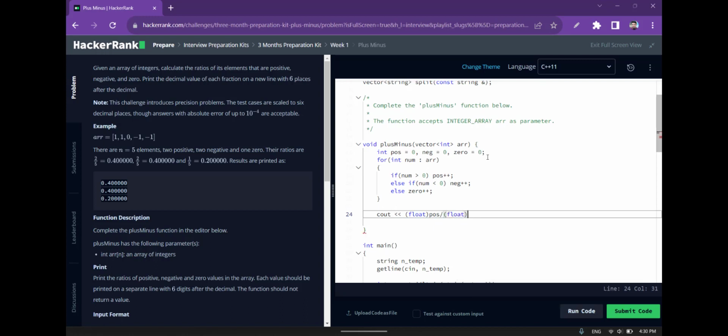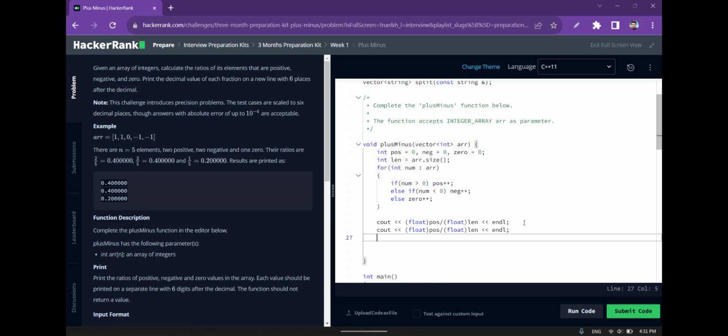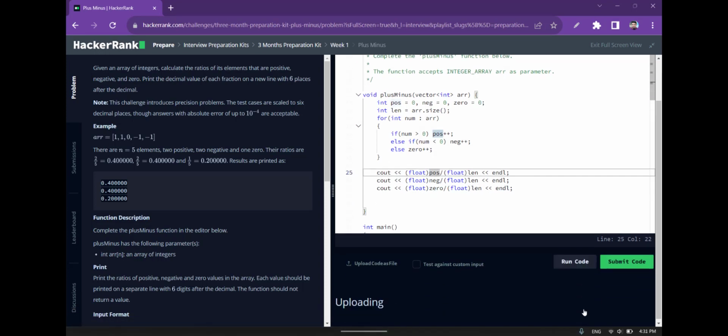So we can do one thing: we can take a variable int len, which will be used to keep the size or length of the array, and then we can divide by this. Now we can copy this line and paste it 2 times, and change the variables to negative and 0. Now we can run this code and check if it is correct or not.